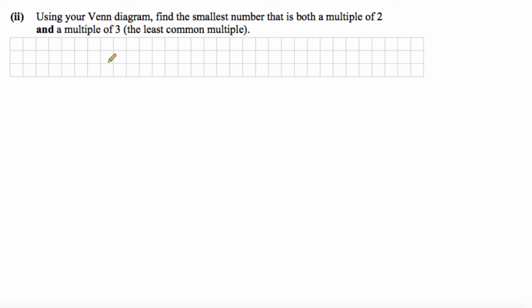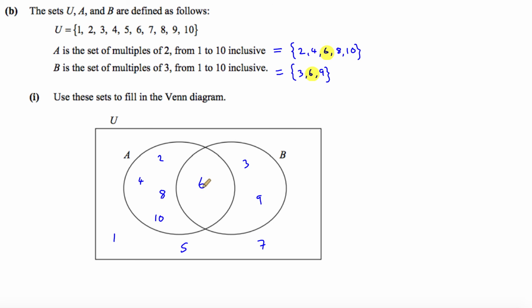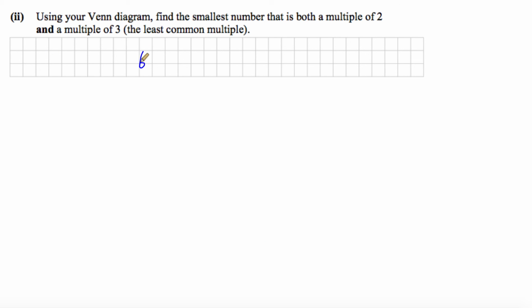And finally, part 2 here says, using the Venn diagram, find the smallest number that is both a multiple of 2 and a multiple of 3. In other words, the least common multiple. So the smallest number that's a multiple of 2 and a multiple of 3, well, that would be the number that's in both sets, and that's the number 6. You can see that from our diagram. So the answer to that is 6. And that's the end of the question.